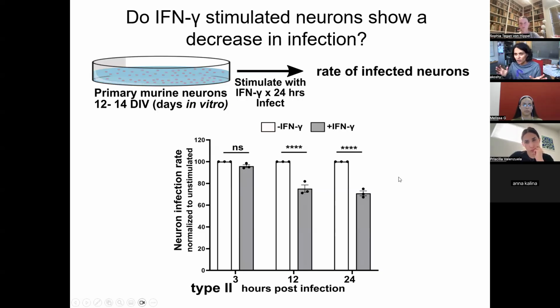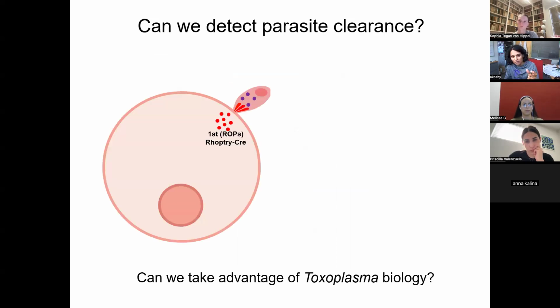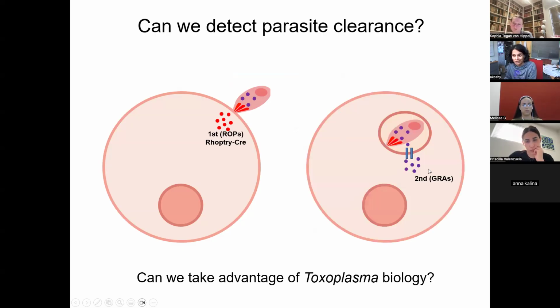You could equally draw out this rate with these guys have more invasion, these guys have less invasion, things like that. And so we really wanted to say, can we prove that clearance is happening? And so we went back to use Toxoplasma biology. So right now, we're stuck on the rhoptry Cre system. And I told you there's this GRA system, right? And those guys only really get released once the parasite is fully invaded.